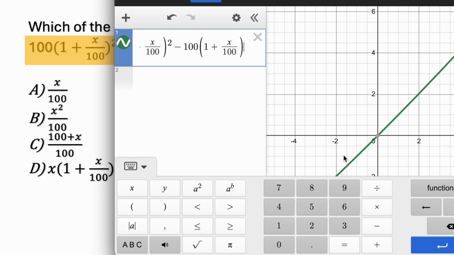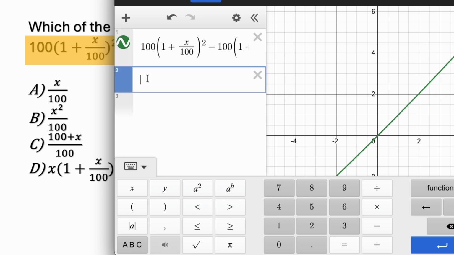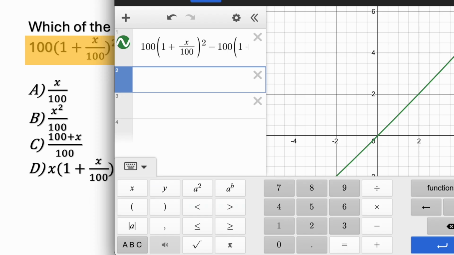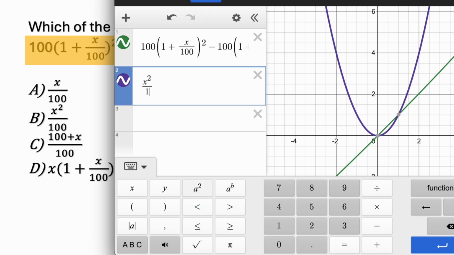Okay, so we got the graph in this green line. Next we are going to graph all these answer choices until we get a graph which is the same as, or which lies on top of, this green line. Our first answer choice is x over 100, so just type in x over 100. That's a purple graph, which is not the same as our given expression. Now let's move on to our second one. I can just delete this and write the second one right here: x squared divided by 100, which is again not a matching graph.